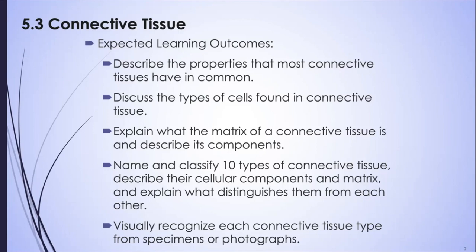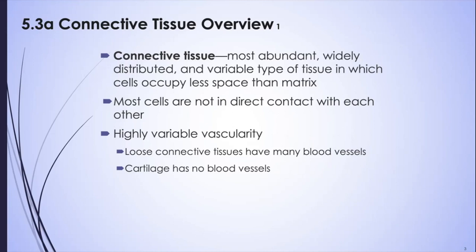You should be able to name and classify 10 types of connective tissue, describe their cellular components and their matrix, and explain what distinguishes them from each other. So visually, you should be able to recognize each connective tissue type from just looking at specimens or photographs. Let's get started. So first of all, what is connective tissue?